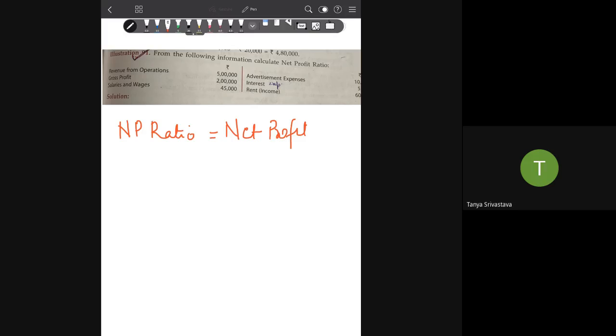Ma'am, the value is not, it is cut. The picture is cut. Okay, I'm sorry. I'll just write down the values. Wait. Ma'am. Now you can note down the values.